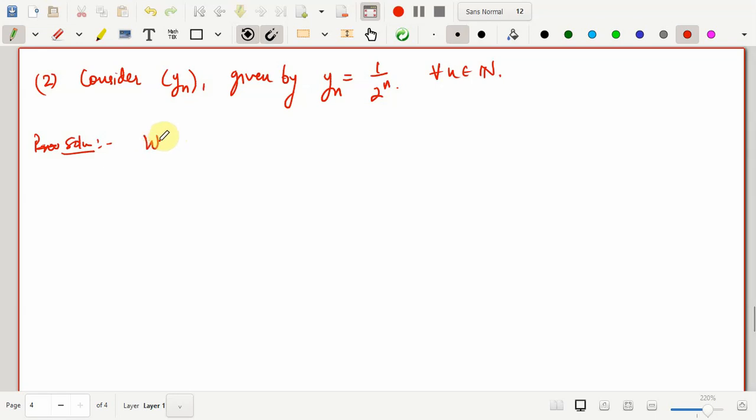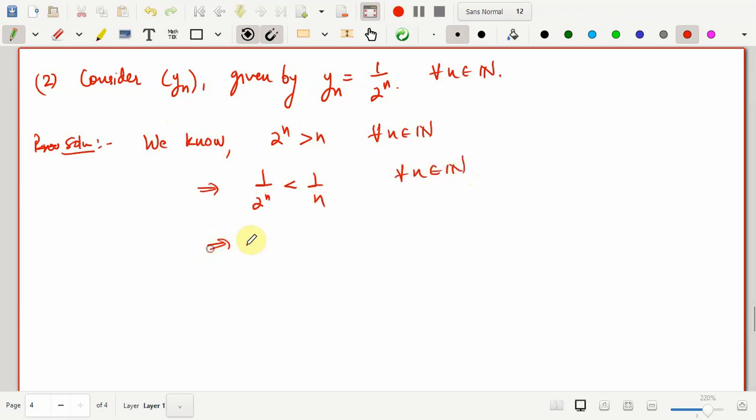So since we know that 2 raised to n is strictly greater than n for each n belongs to N, this implies that 1 by 2 raised to n should be strictly less than 1 by n for each n belongs to N. And now we know that 1 by 2 raised to n is less than 1 by n, which is less than or equal to 1 for each n belongs to N. So is this enough to say that this sequence is bounded?